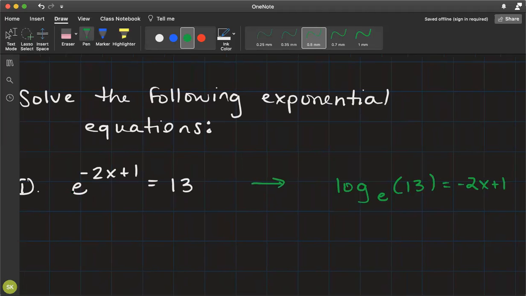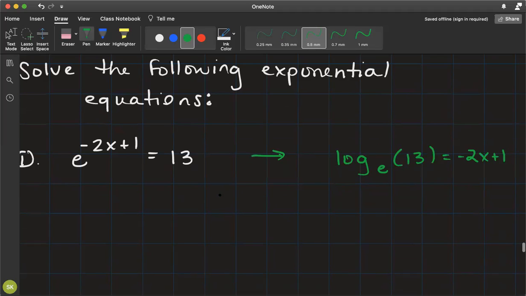Remember how you switch. Put a log, the base goes in the basement down here. What's here is the exponent, and what goes here is this negative 2x plus 1. I mentioned in another video how I think about it is I switch these two and put a log in the front.